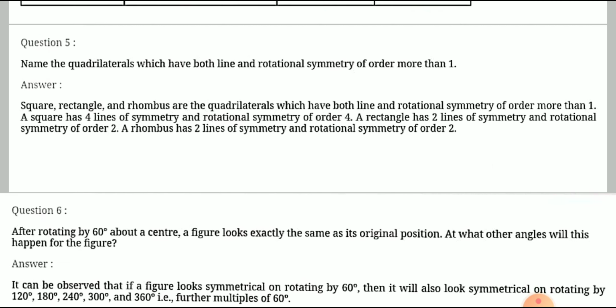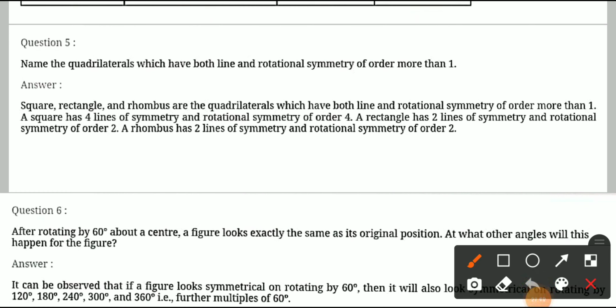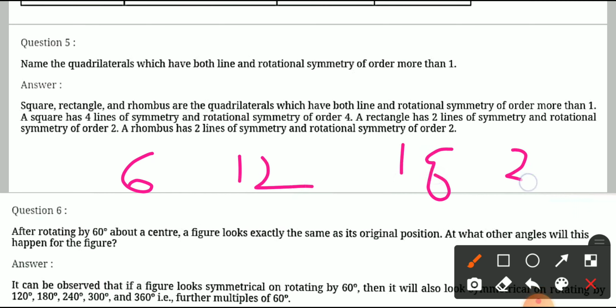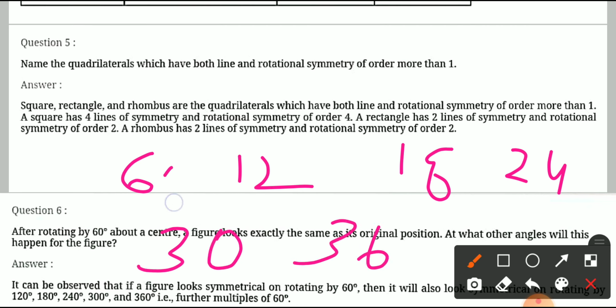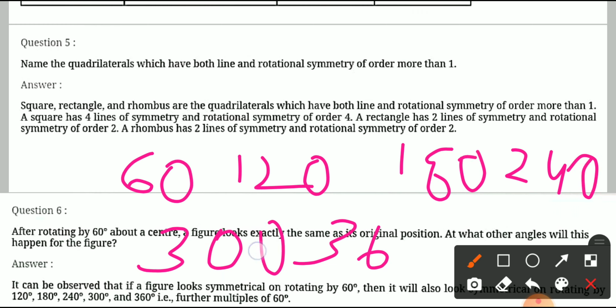Now question number 6. After rotating by 60 degree about a center, a figure looks exactly the same as its original position. At what other angle will this happen for the figure? So write the table of 60 degree. That means 6 ones are 6, 6 twos are 12, 6 threes are 18, 6 fours are 24, 6 fives are 30, and last is 6 sixes are 36. Now put 0. These are the other angles in which the figure looks similar to the original.